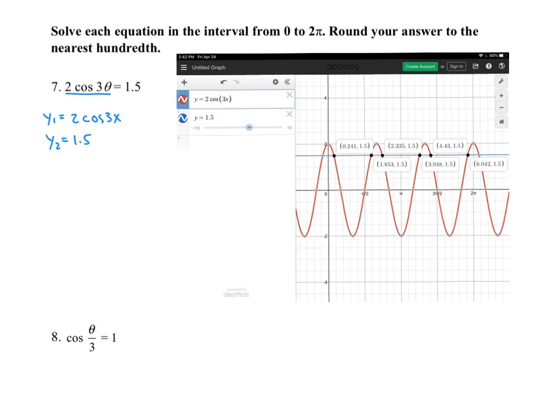Between 0 and 2 pi, if you want to, you can take this little wrench in Desmos and change your scale on your x-axis to be in radians. And to do that, I just put in pi for the scale. And then you can see that we have the x-axis labeled in radians. And so we only want between 0 and 2 pi. All I did was tap on those points, or you could click on them with your mouse, and it gives you the coordinates of the intersections. So all of these x values are going to be the answers to that equation.